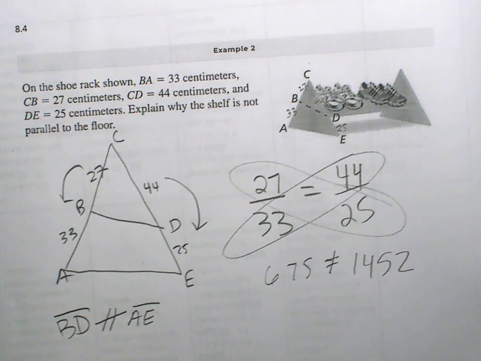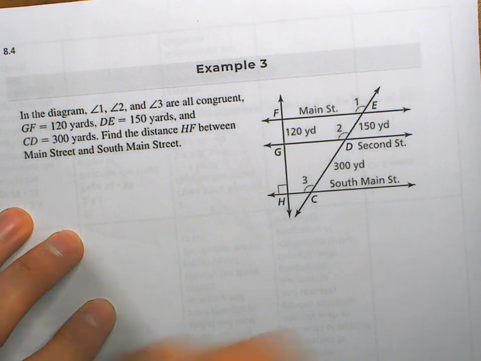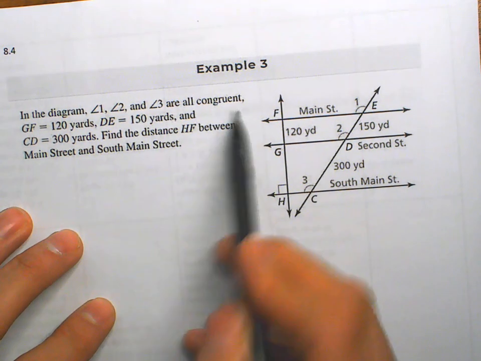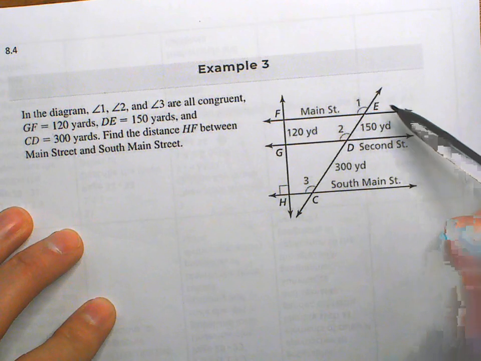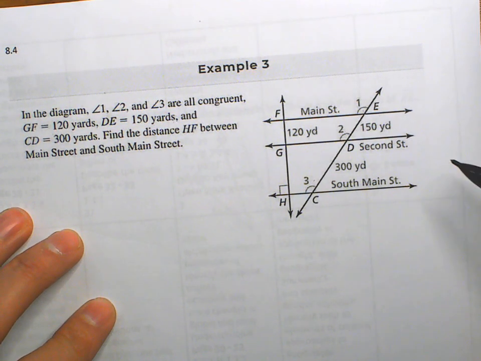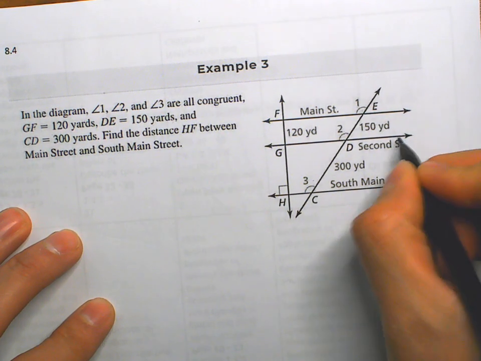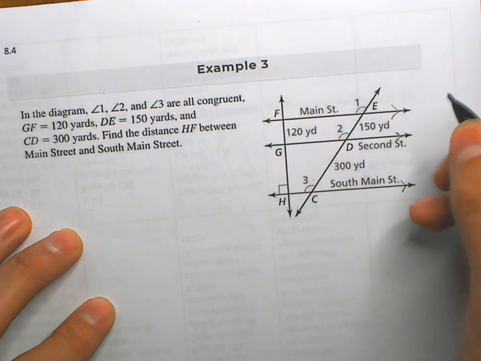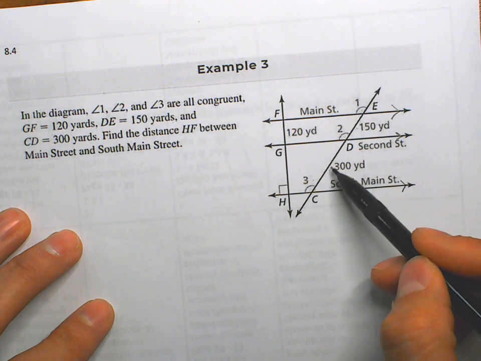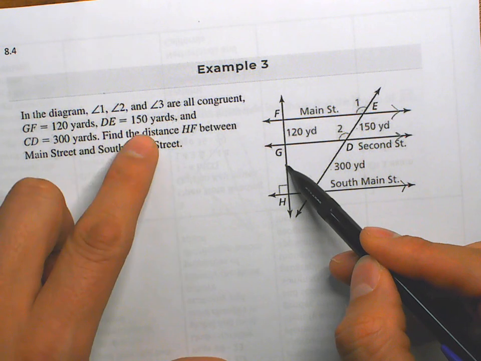Let's take a look at example number 3. In example number 3, they tell you in the diagram, angles 1, 2, and 3 are all congruent. To me, this looks like a corresponding angle. So by the corresponding angle theorem converse, these lines are all going to be parallel. Kind of cool, huh? So they're telling me that this length is 150, this length is 300, this is 120, and we are actually going to be looking for the distance of HF.